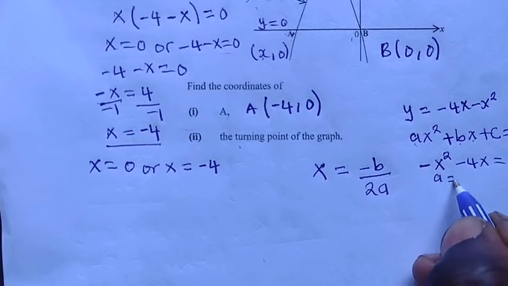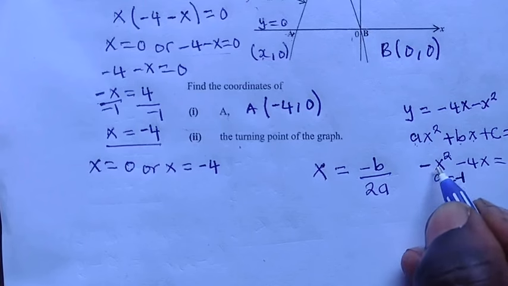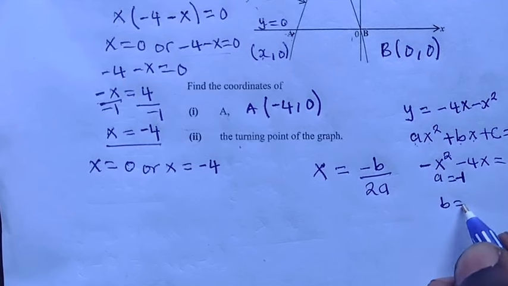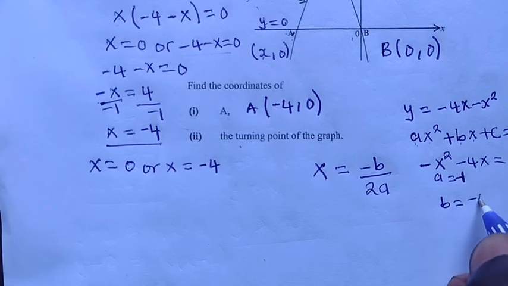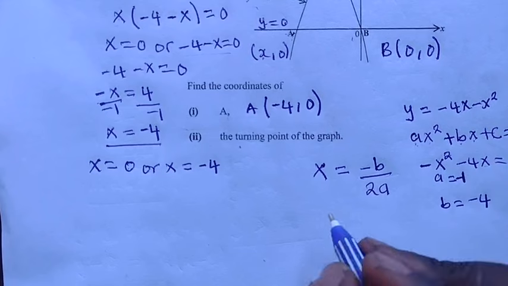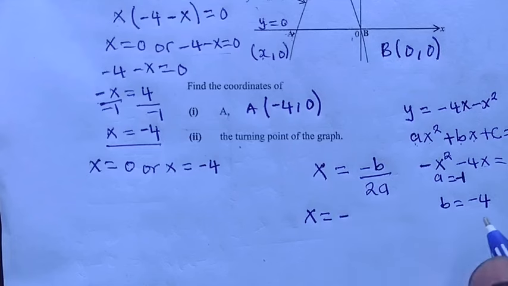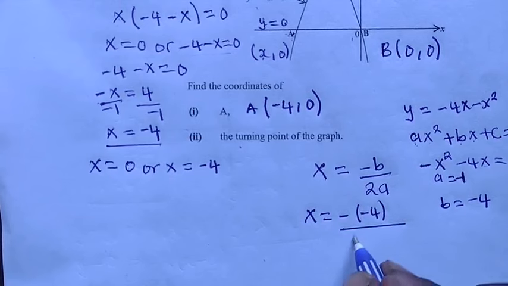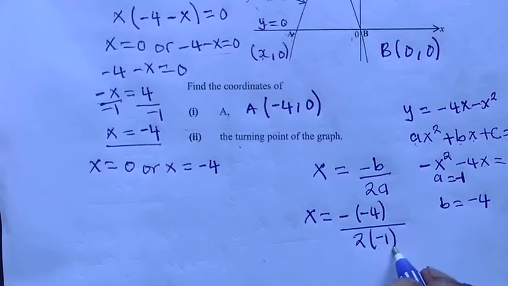So a is equal to, what is the coefficient of x squared? It's negative 1. Because we say negative x, so it means there is a 1 there. They don't write 1x. Then b, what is the coefficient of x? It's a negative 4, like this. So just substitute them. You say x is equal to negative, where there is b, we are going to put negative 4. I will enclose it in brackets, negative 4 over 2 open bracket, where there is a, we'll put negative 1 like that.